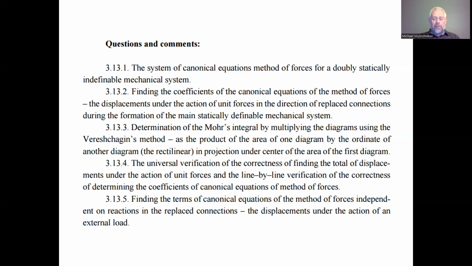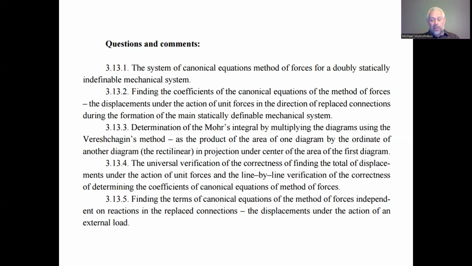If we use the total diagram, so all the unit force bending moment diagrams we add together into one unit diagram and use this diagram to find the displacement. This found displacement has to be equal to the total of all displacements if we found them in each of the directions separately, like the factors of the canonical equations of the force method. And sometimes we have to do the line-by-line verification of the correctness of determining the coefficients of the canonical equations.